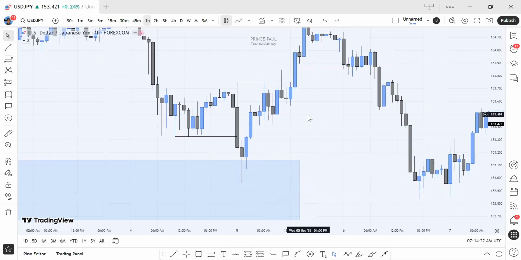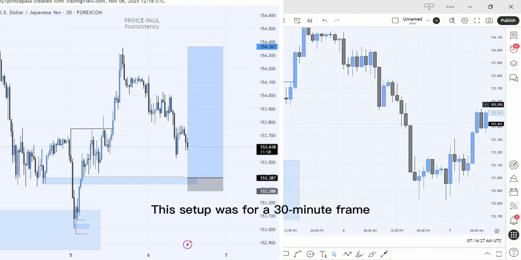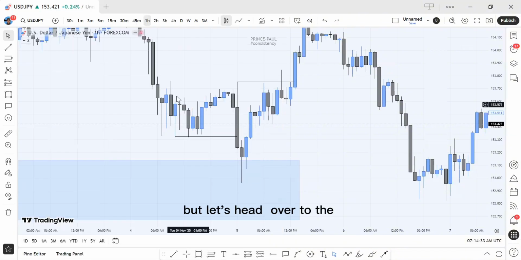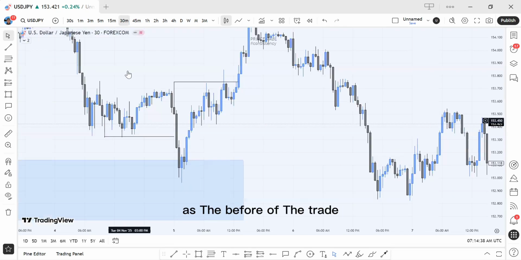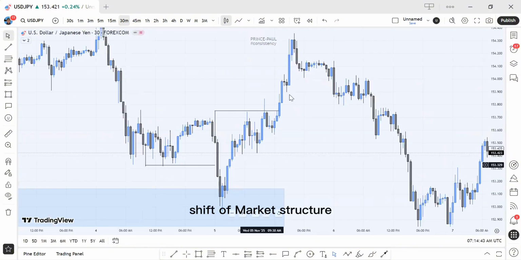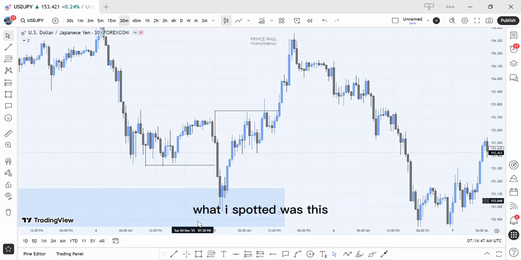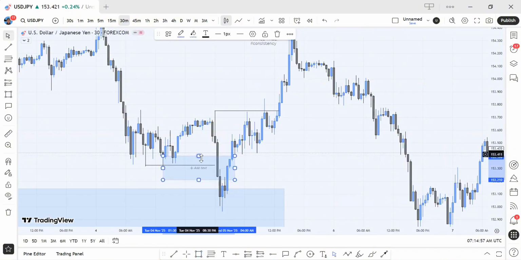And basically, if you look at the trade here again, you see that this setup was on the 30-minute time frame, but it's still similar to the 1 hour time frame. But let's just head over to the 30-minute time frame since we're working with the 30 minutes time frame as the entry of the trade, right? So immediately after this shift of market structure, what I spotted was this point of resistance over here.